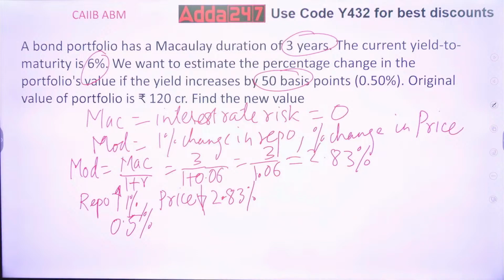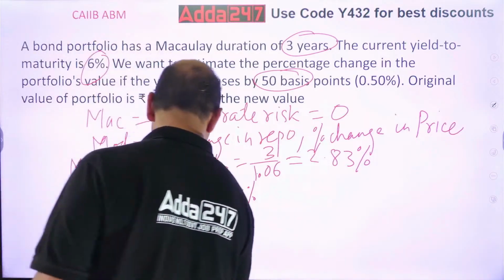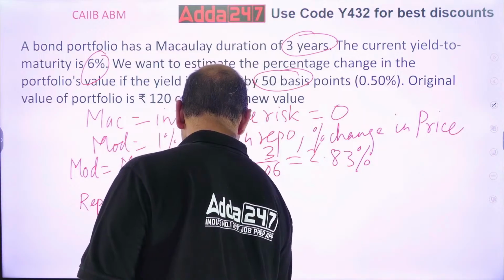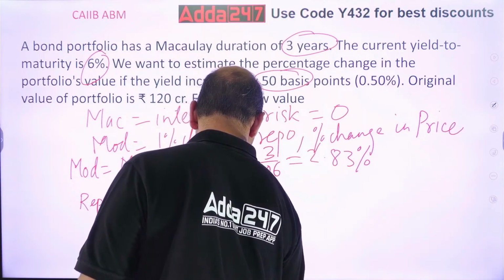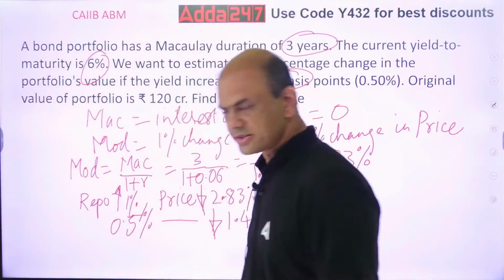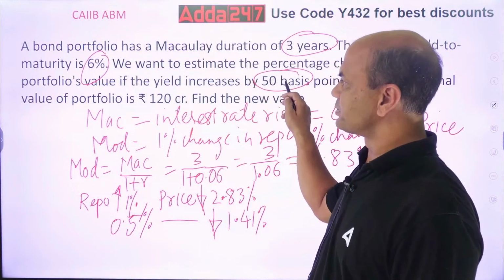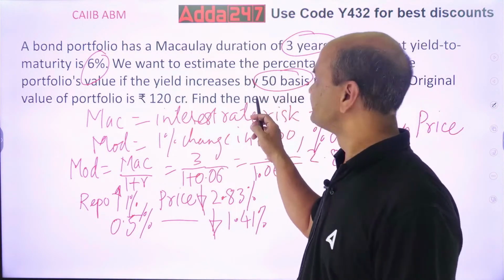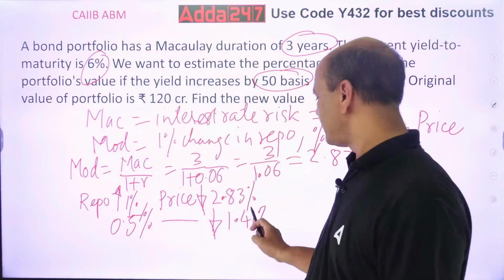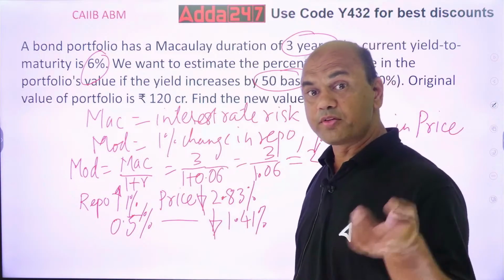Do it, everyone. 2.83 into 0.5. What are you getting? 1.41? Are you getting 1.41, everyone? So the price will fall down by 1.41%. So the first question which is asked is this only. If my yield changes by 0.5%, then the percentage change in the portfolio will be 1.41%.